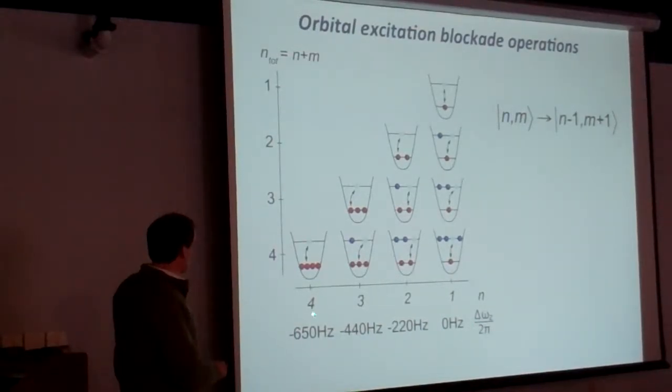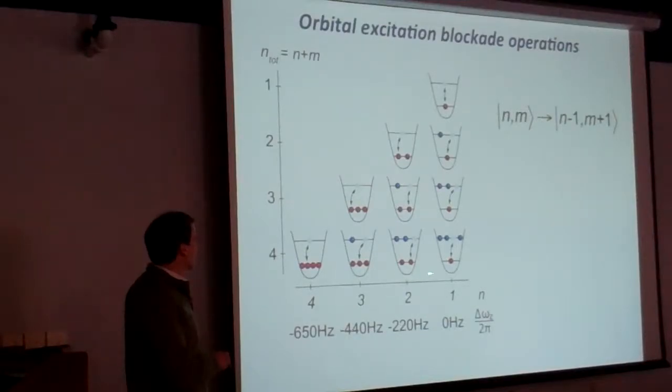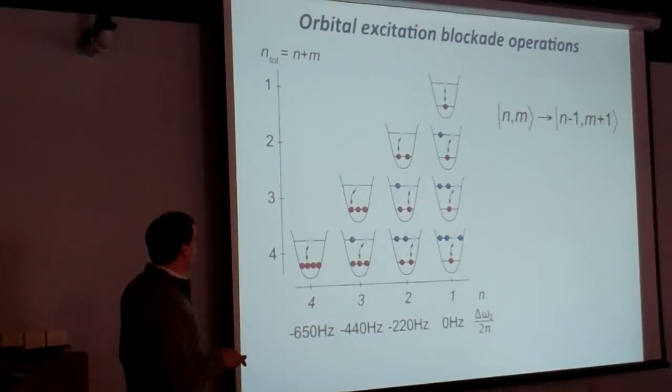If you now do these separately, or what we even do is a Landau-Zener sweep from here. First, we drive this process, then this, then this, and this. Then what we should end up with is only one atom in the bound state. We stop here, let's say. And we can do this experimentally.